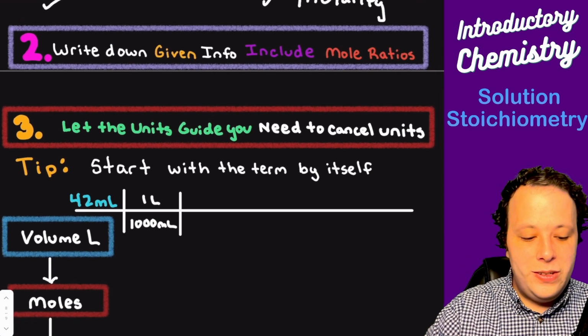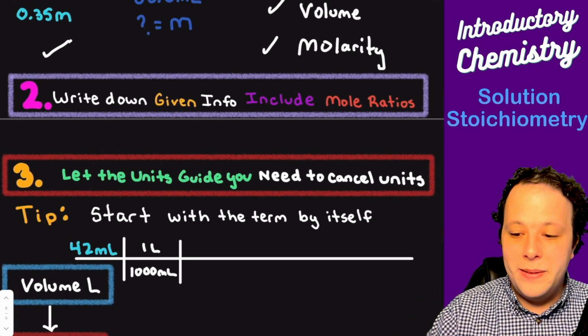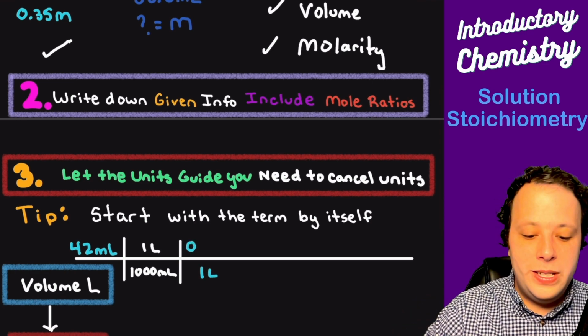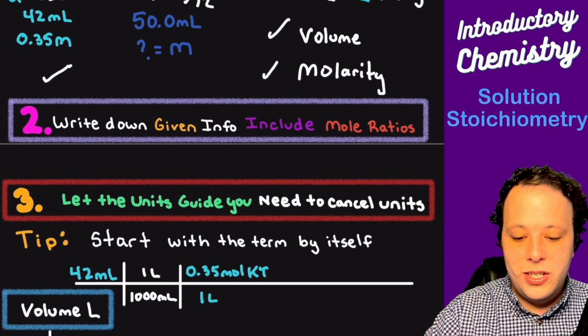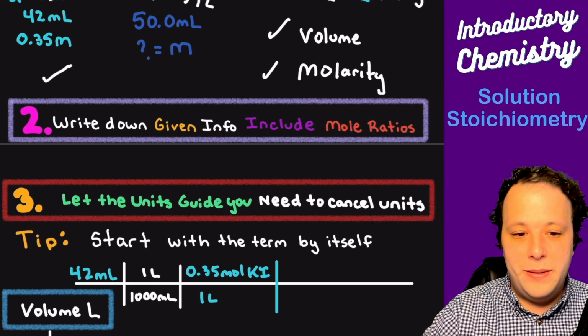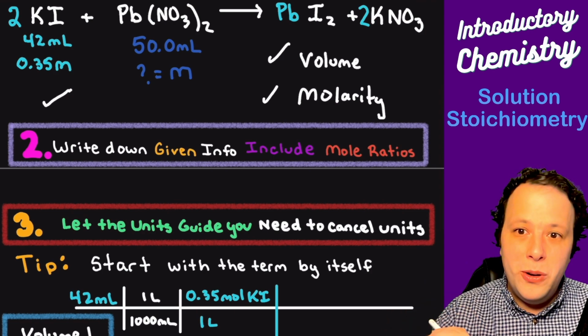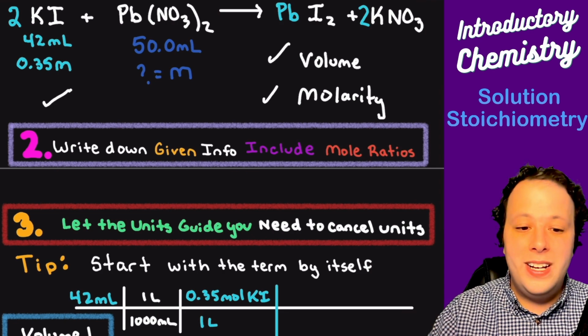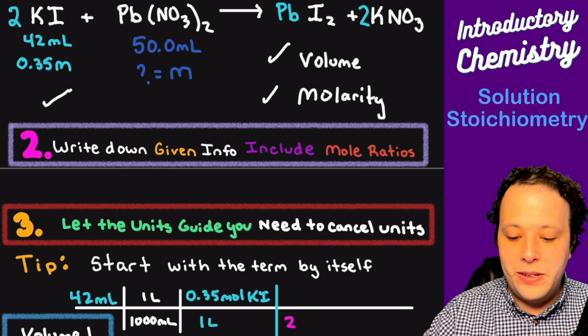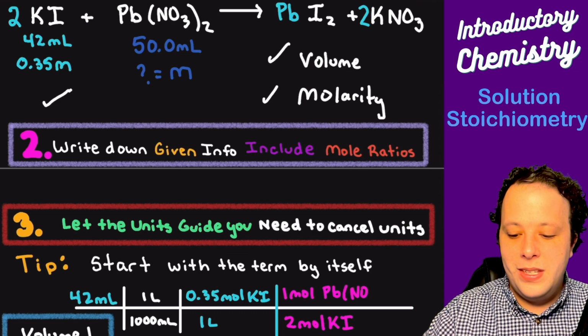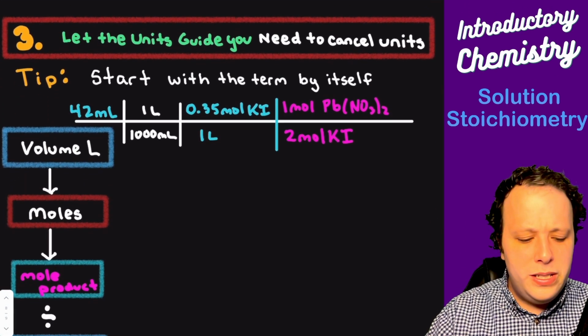Then we're going to convert that to moles using molarity, which, as you can see in the top left of your screen, is that 1 liter is equivalent to 0.35 moles of our KI solution. We want to label what the solution is so we don't get mixed up. Now we're going to use the chemical equation here. We can see that 2 moles of KI is equivalent to 1 mole of lead nitrate. That is from your chemical formula. All right, so that gets us to moles. Our goal is always the mole.